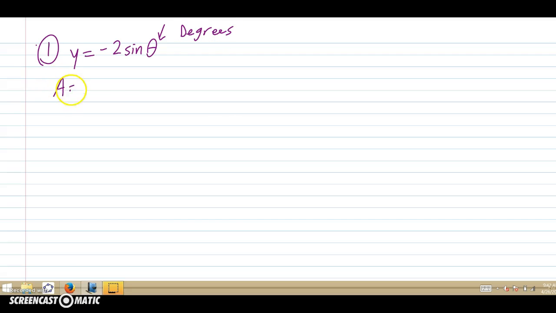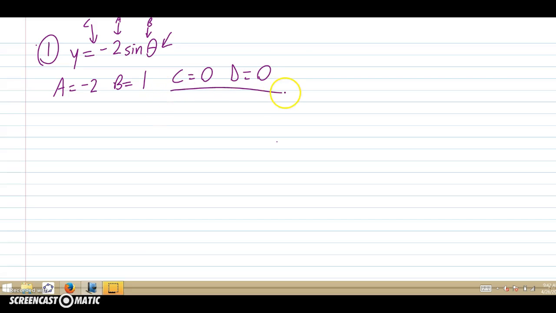So I just start off: what's our A value, what's our B value, what's C, what's D? A is the number that's right in front of the sine, so A is negative 2. B is the number right in front of the theta, which happens to be 1 in this case. C is whatever happens to be added onto the front, which appears to be nothing. D is what happens to be added or subtracted onto the theta, which is also nothing. So you'll notice this time no left or right or up or down movement. Really the only thing that's changed is our amplitude is 2, and our B value is not even changed. It's 1. So let's start graphing this.